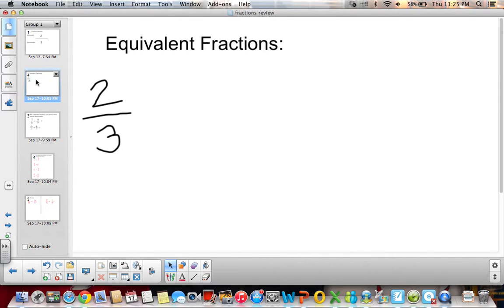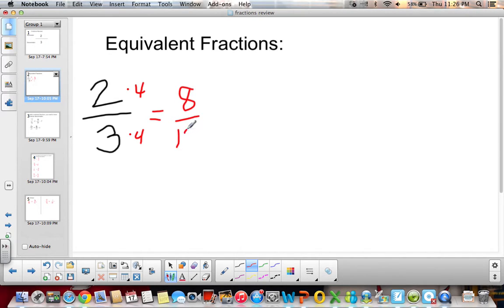So if I want to find equivalent fractions to 2/3, I can multiply the numerator and the denominator by the same number, and I will get an equivalent fraction. So if I multiply the numerator and the denominator by 4, I would get 8/12. And if we simplify 8/12 down to simplest form, we would get 2/3.